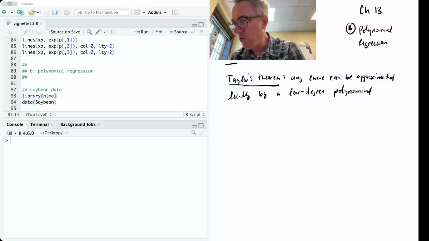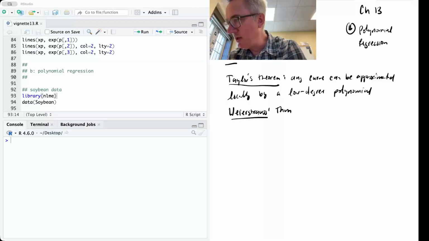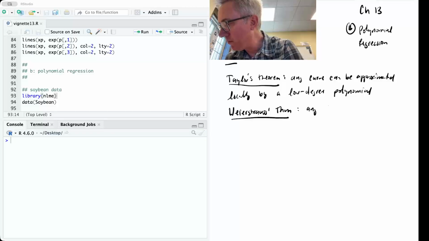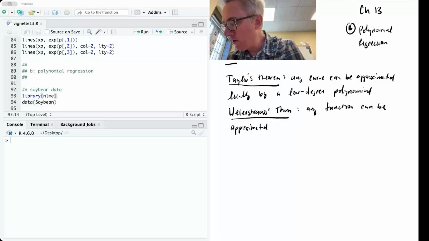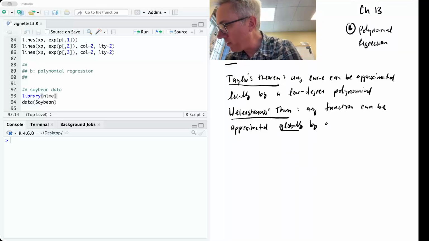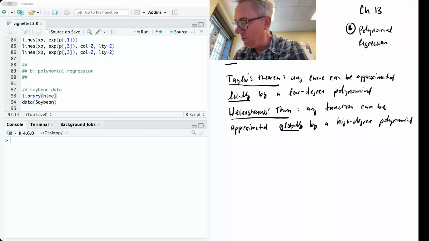And another theorem called Weierstrass's theorem says that any function can be approximated globally by a high degree polynomial. So we've got locally and globally, low degree and high degree, polynomial and polynomial.